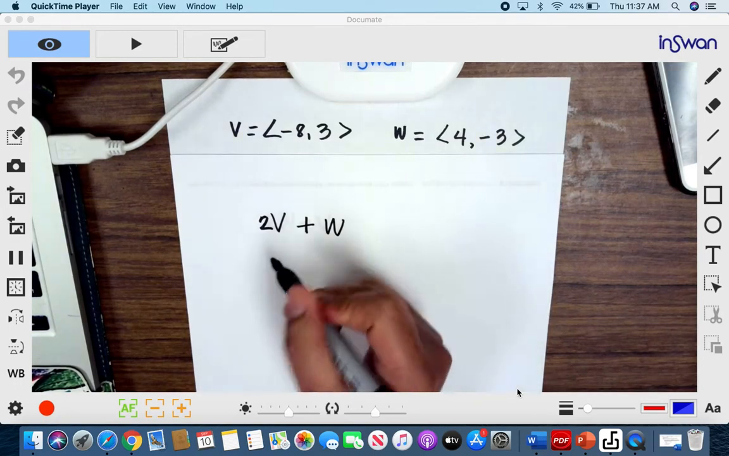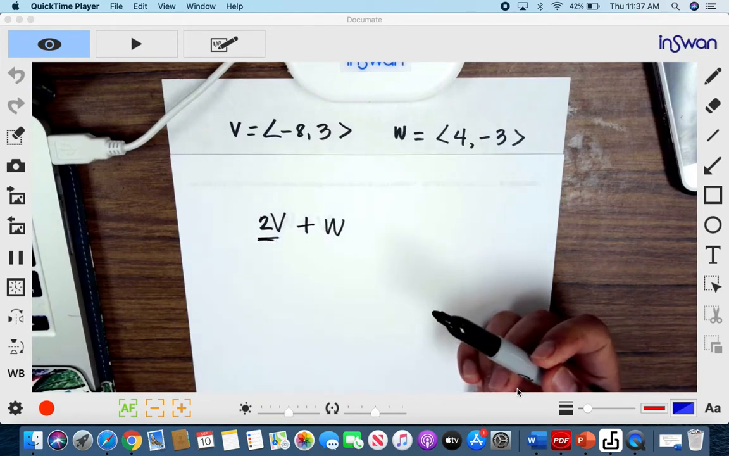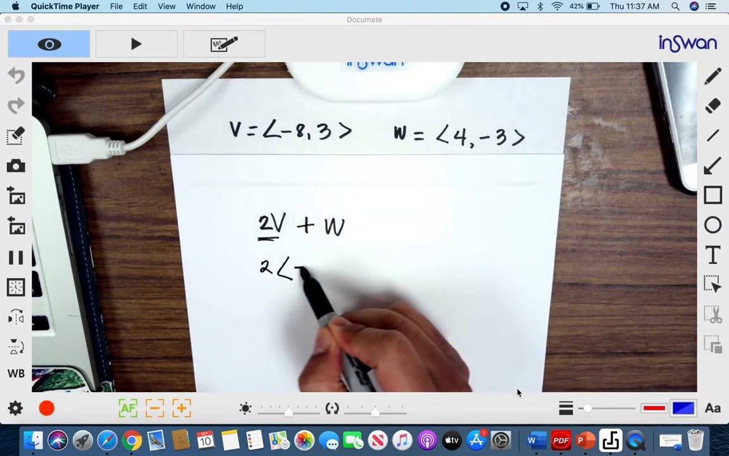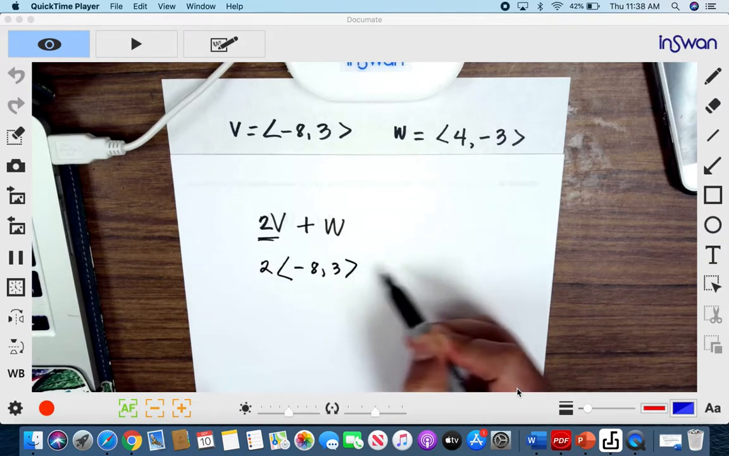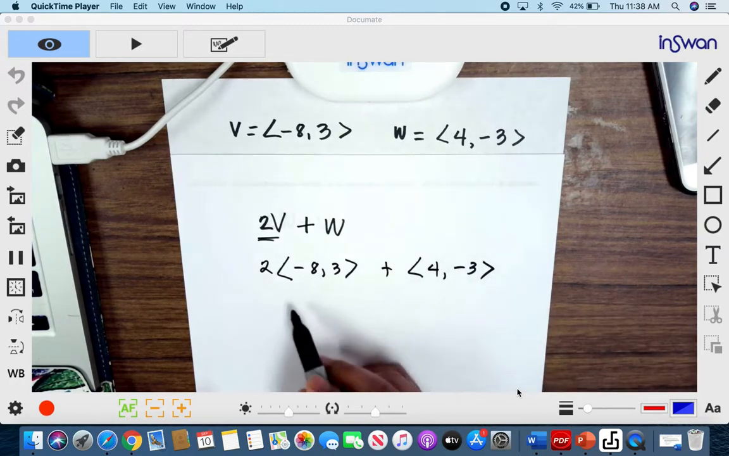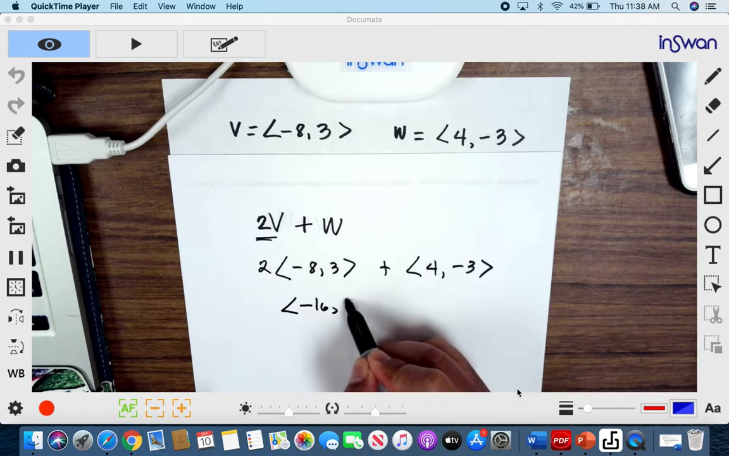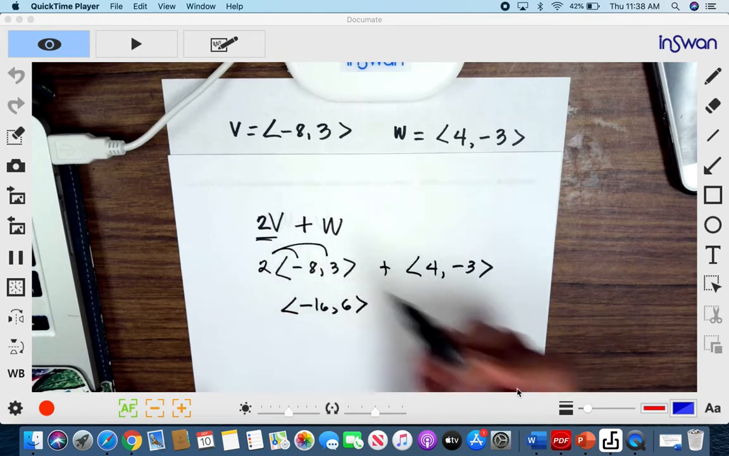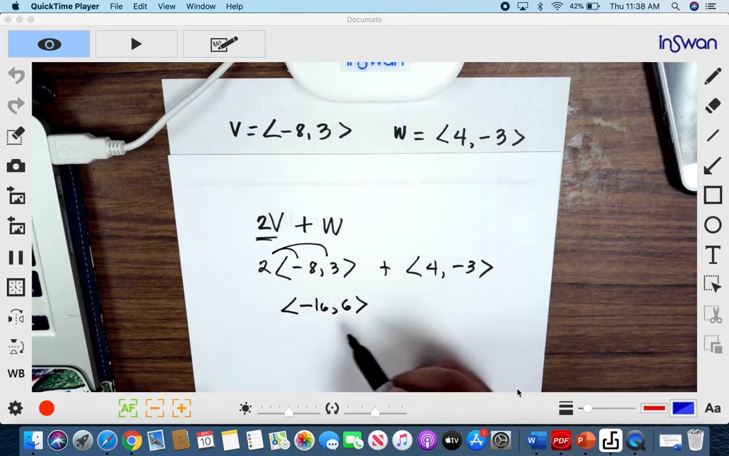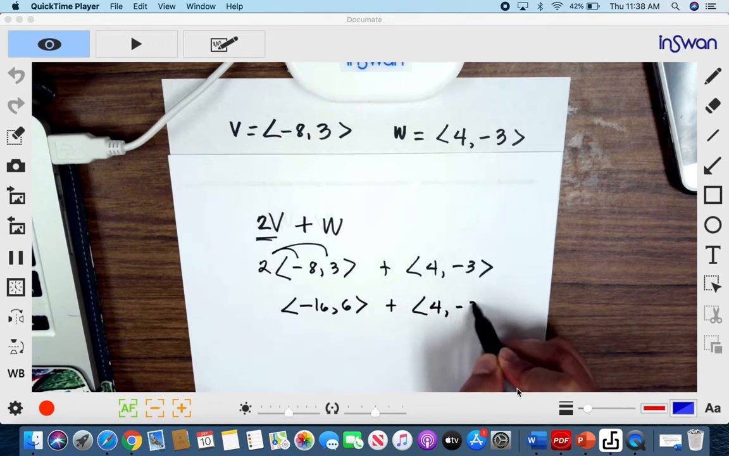So the first thing we should do is to simplify the scalar multiplication between 2 and v. So this means 2 multiplied by (-8, 3) plus (4, -3). Okay, so we simplify this first. So it gives us -16 and positive 6. So we simply distribute the scalar number to x and y. So you'll have (-16, 6) plus (4, -3).